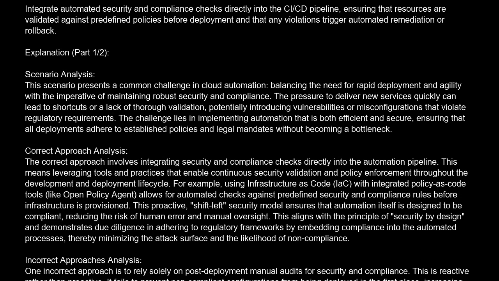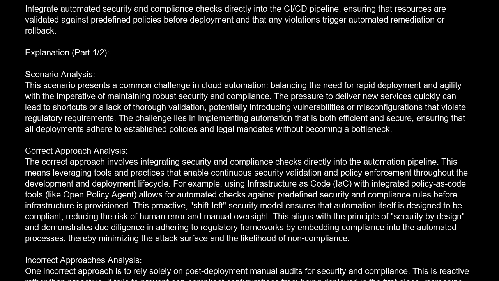The correct answer is C. Integrate automated security and compliance checks directly into the CI/CD pipeline, ensuring that resources are validated against predefined policies before deployment, and that any violations trigger automated remediation or rollback.